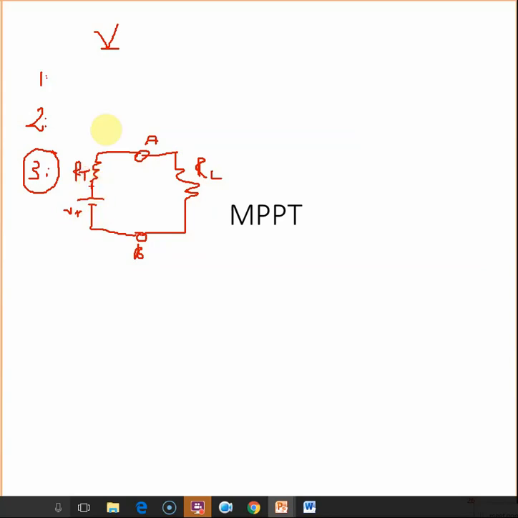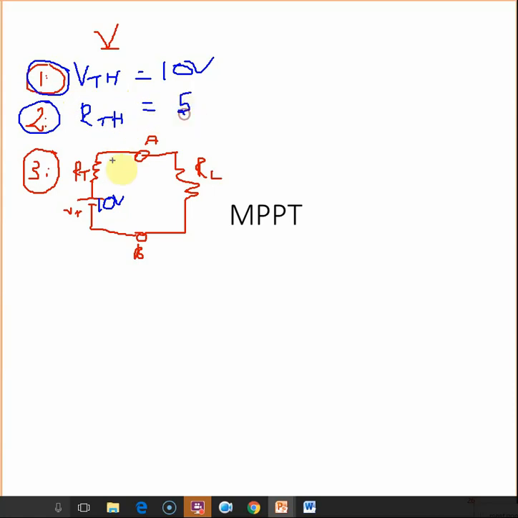Then step number one, what did you find? I found the VTH. For example, my VTH is 10 volts. Then 10 volts you are going to substitute in step number 3. Then step number 2, what did you find out? RTH I found. Step number 1 is VTH, step number 2 is RTH. What is the value? For example, my value is 5 ohm. Then substitute here. Coming to step number 3.